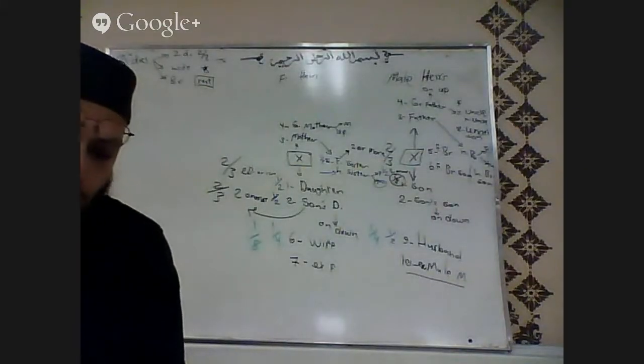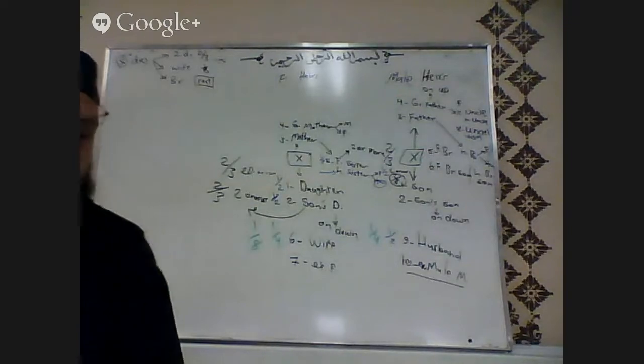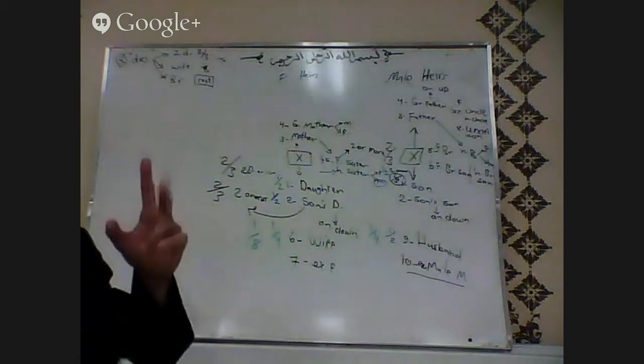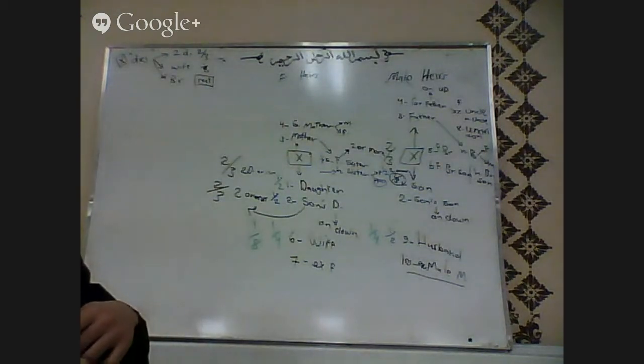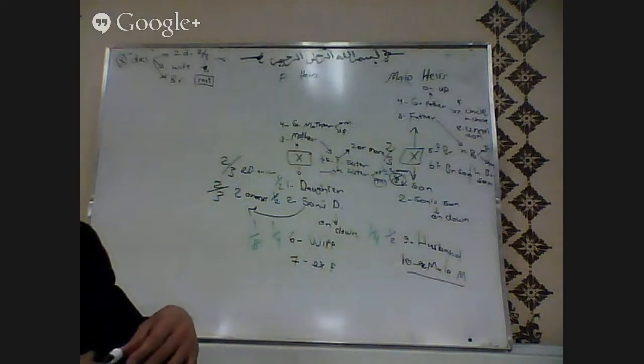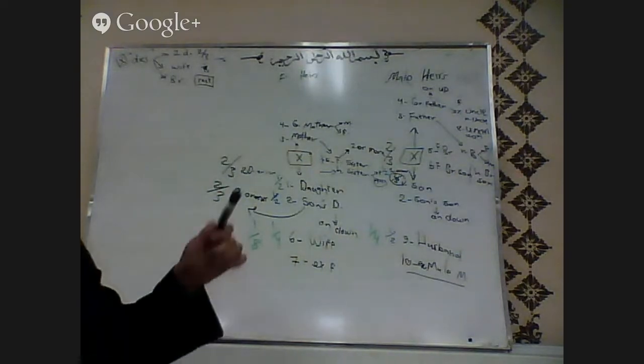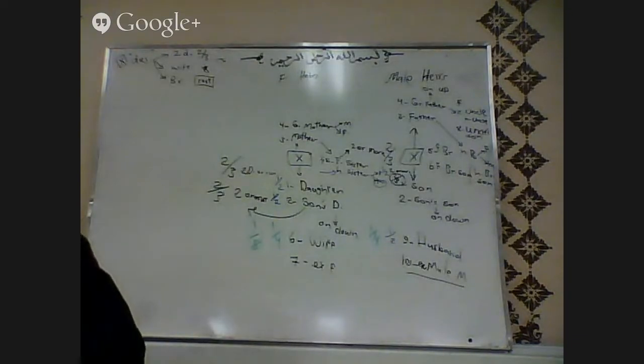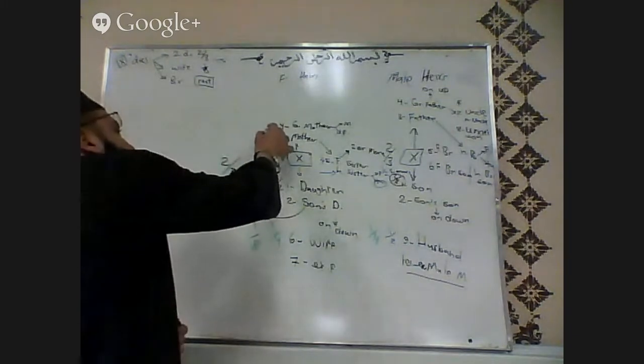Now moving to those who are entitled to 1/3. The 2 categories or 2 kinds of people will take 1/3. Can you give it a guess? Who will take 1/3? The mother will take 1/3.